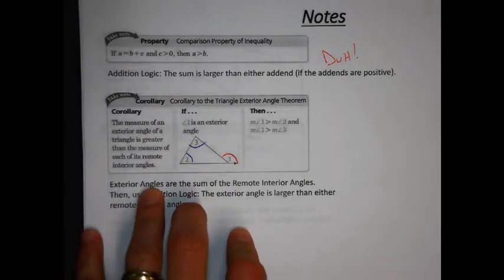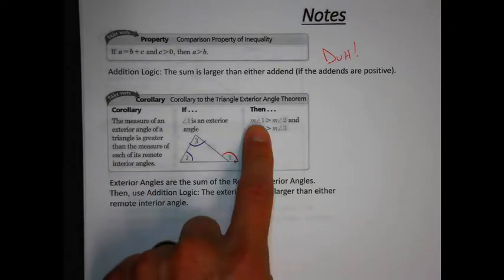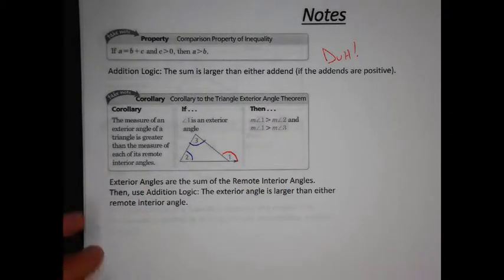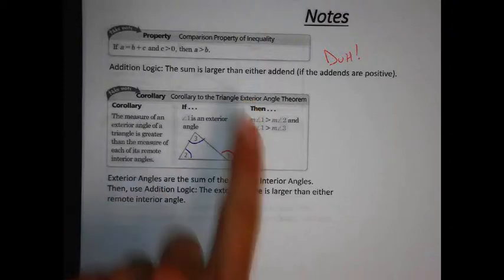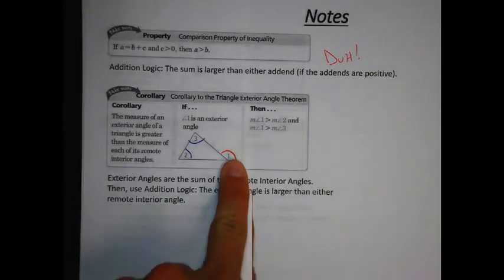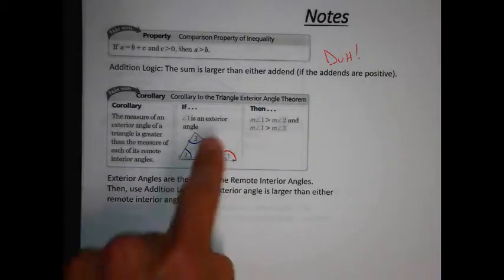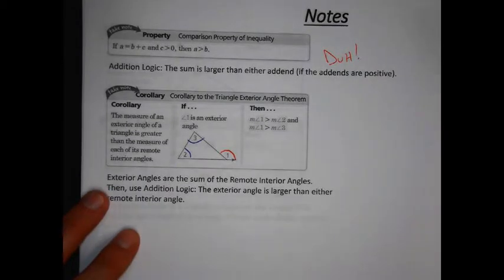I'm going to start to throw a whole bunch of mathy stuff at you, and you're going to see if you can hang on tight. We're going to start with logic, and that's the logical piece. So this is the corollary to the triangle exterior angle theorem. That means the exterior angle is going to have to be larger than either of the two remote interior angles, right? Okay, more notes.